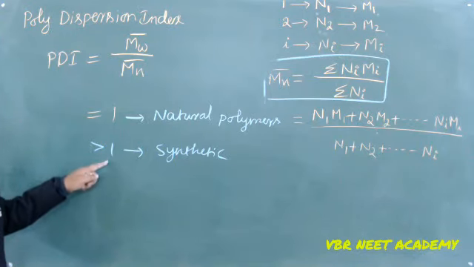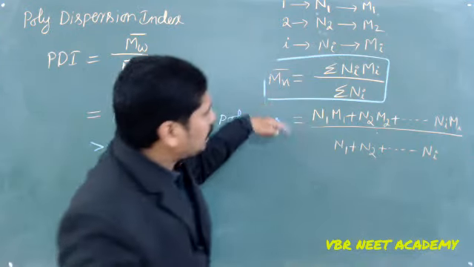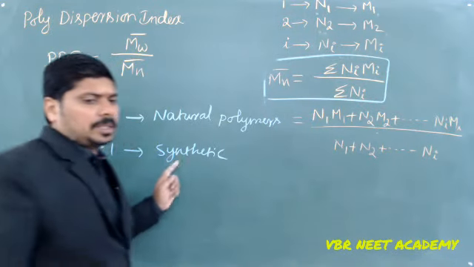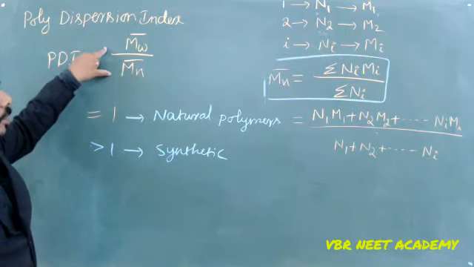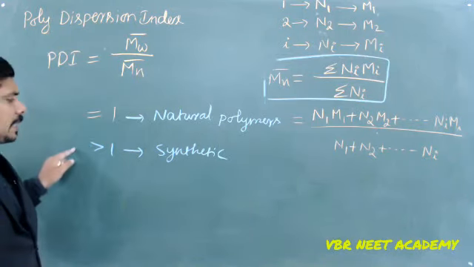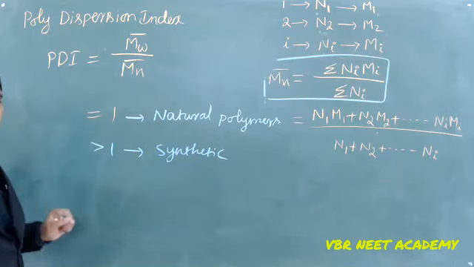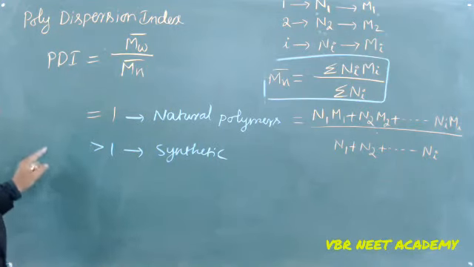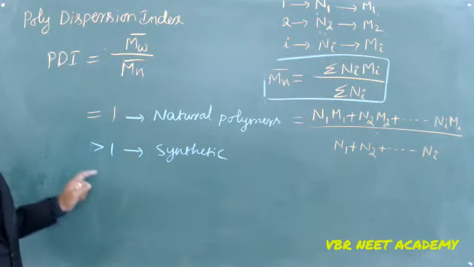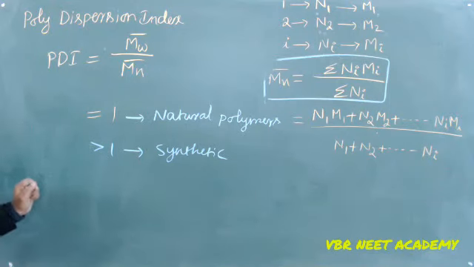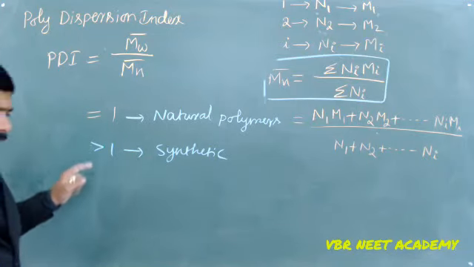How will you know this? If you calculate Mw bar and Mn bar for that particular polymer, and take the ratio of those two, if this is equal to 1, that is natural. If it is greater than 1, that is synthetic. This is how the polydispersion index of a given polymer explains whether it consists of more diversity or less diversity. Understand? So this is about polymers and their nature.